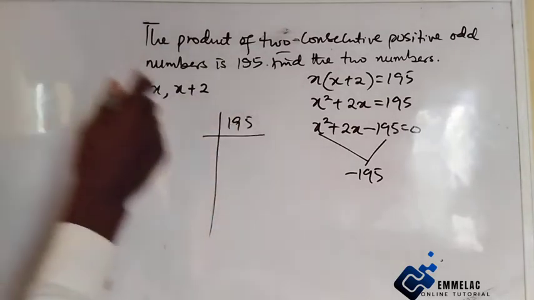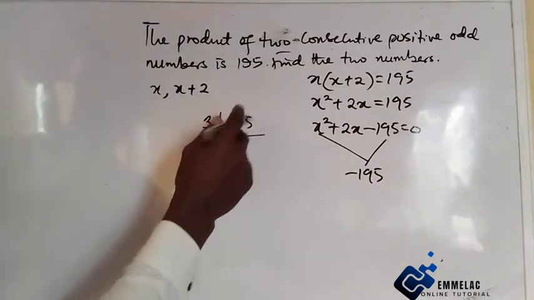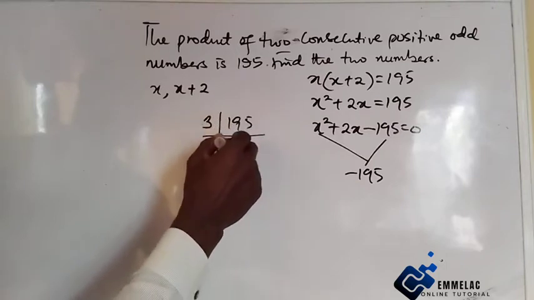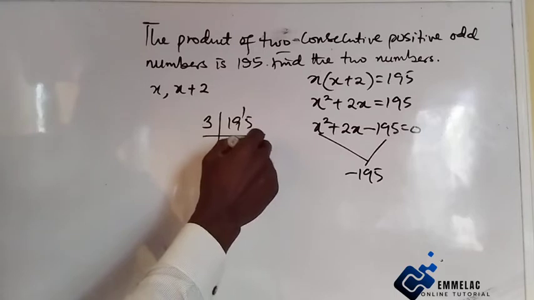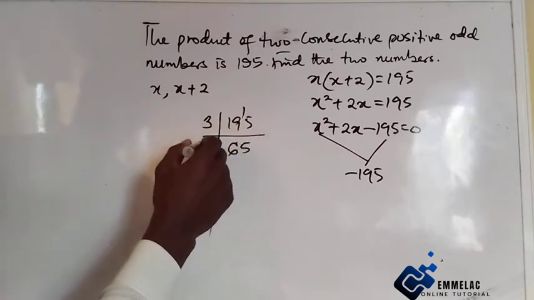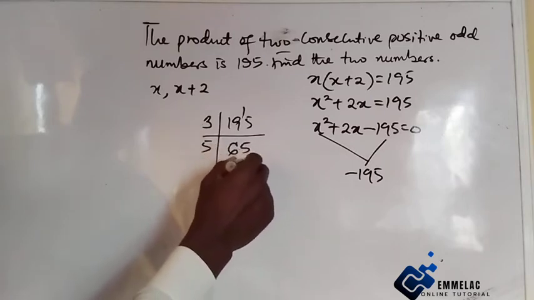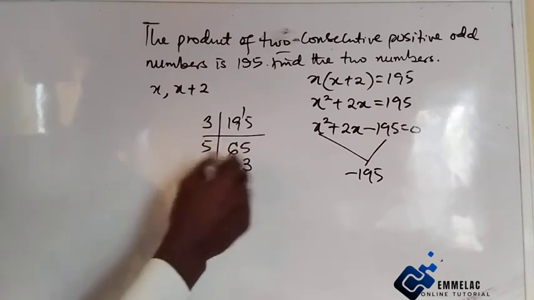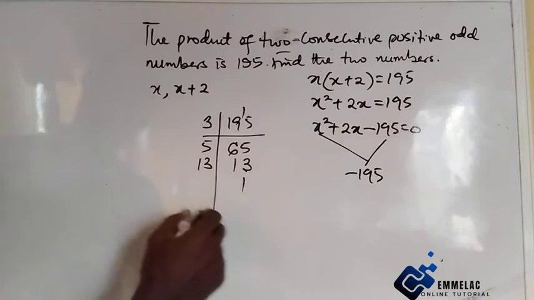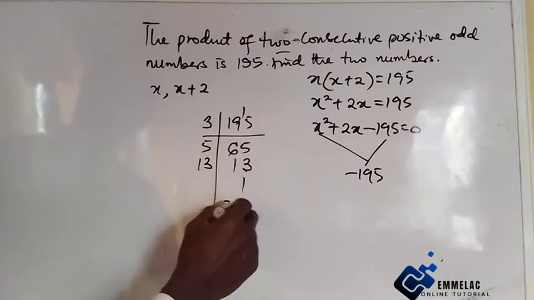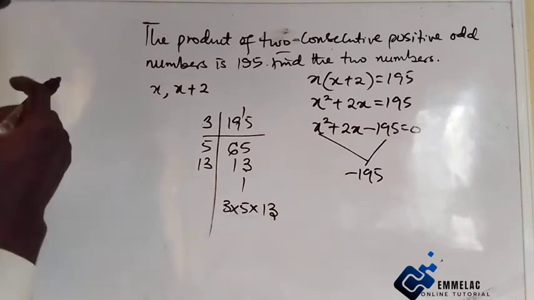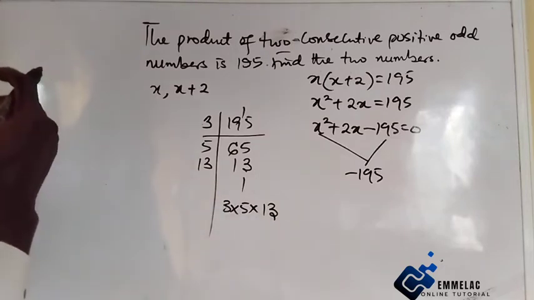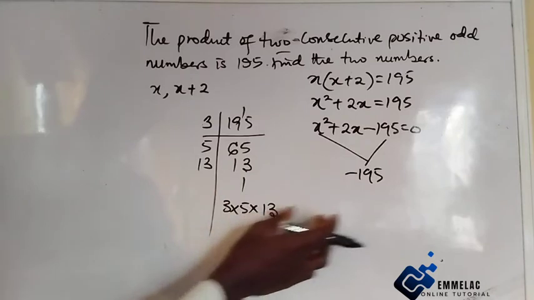Now let's see if 3 can go here. 3 in 19 gives us 6, remember 1, here we have 5. What can go here again? Here we have 5. Here we have 1 and 3, so 13 can go. So our factors here are 3 times 5 times 13. With this we can ascertain that these are the factors that can give us 195.